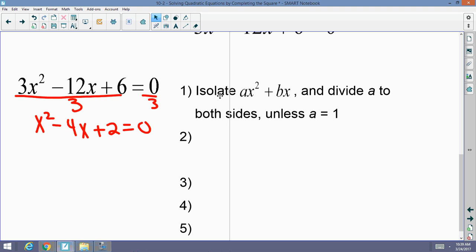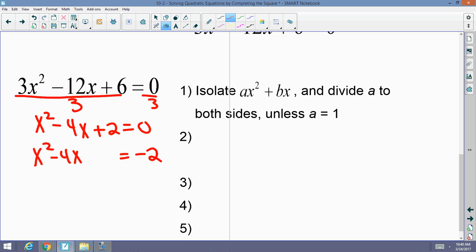Unless a is 1. We already divided by 3 to everything, so we're good there. But I want to isolate my ax squared and bx. So my ax squared minus 4x, and I send the 2 over by subtracting 2. So step 1, get the x squared and the x alone. Unless a is 1, divide everything by the a, because you need a alone, okay?